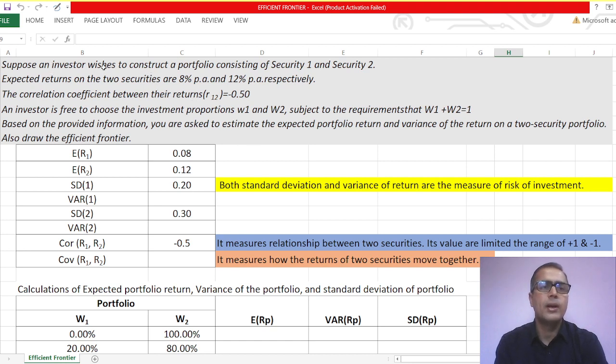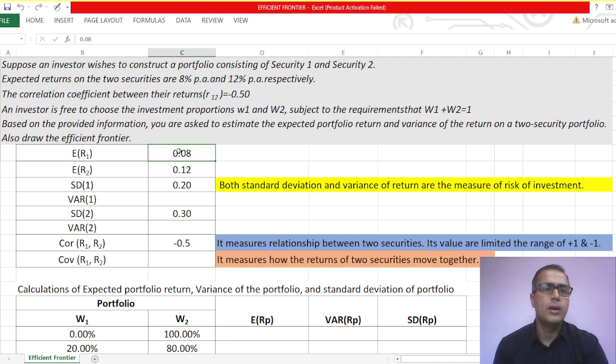We are given two securities, security 1 and security 2, with expected returns of 8% and 12% respectively, while the correlation coefficient is -0.5. The combination of this portfolio, that is the proportion of investment in 1 and 2, would sum to 1. You are asked to estimate the expected portfolio return and the variance of the two-security portfolio, and we will also draw the efficient frontier.